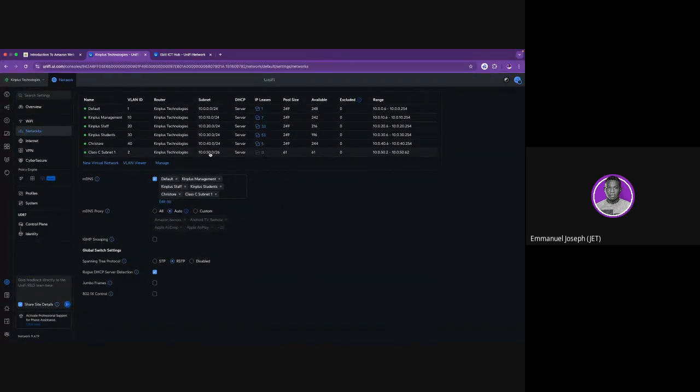Now, if we want to divide it into 4, we have 8 bits in total in that particular class C, or the last octet, right?